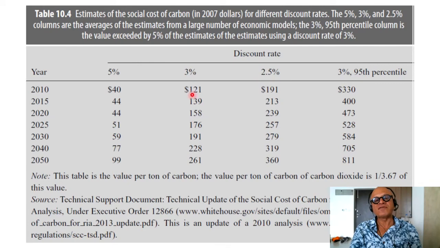here for the discount rate of 3%, the number of models that are in the upper 95th percentile of the social cost of carbon into the future are shown, just to tell you that you can see that here the average value is 121 dollars per ton of social cost of carbon, whereas some models in the 95th percentile are at 330 dollars of social cost of carbon.